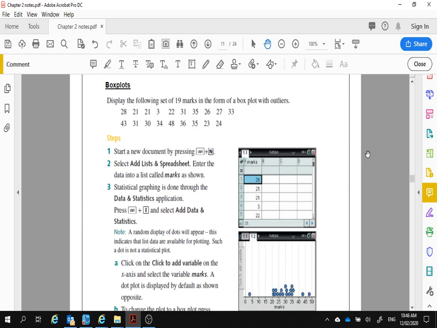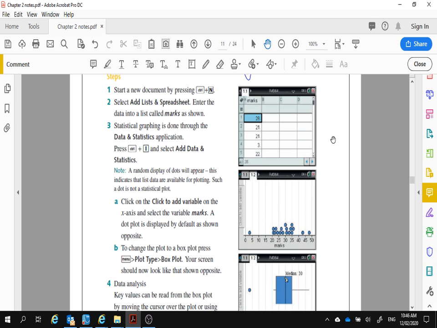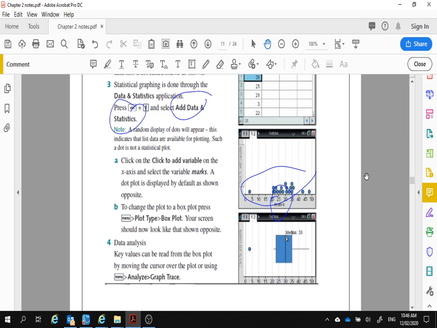Okay. You can do box plots on your calculator. So again, enter the data in your lists. Then you're going to go to your graph part. Okay, add data and stats. You get all your dots coming up. Make sure you right click on there and you select the one that you want. And then you go menu, plot type, and click box plot. And then you can just trace your graph if you wanted to get all these, or if you put your cursor over it, it gives you all the numbers there anyway.